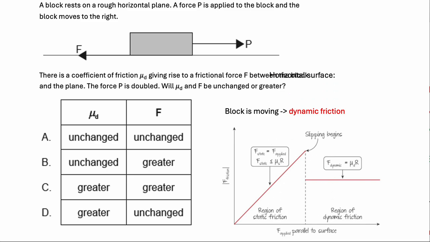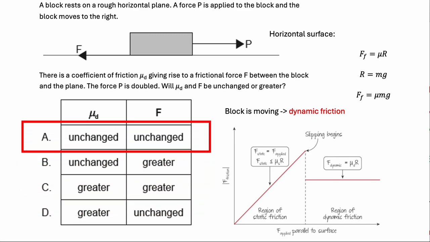So we've got a horizontal surface, and again we've got friction is equal to mu times R, and as our reaction force is equal to the weight, we can combine them to make friction force is equal to mu times mg. So hopefully we can see the answer is A.